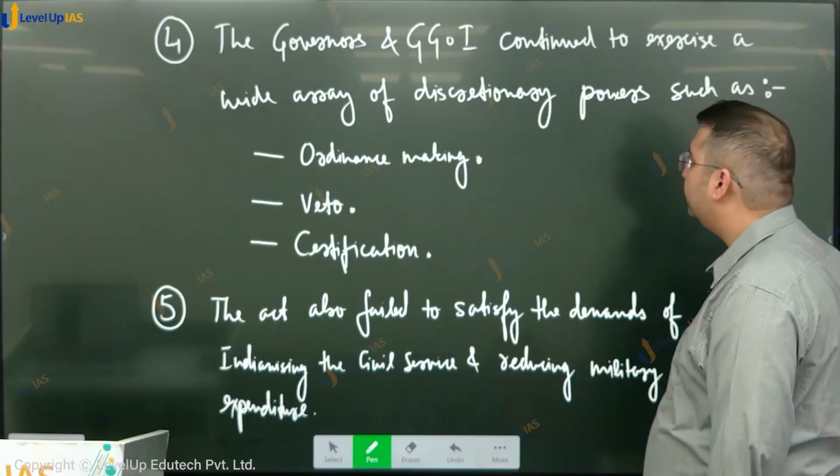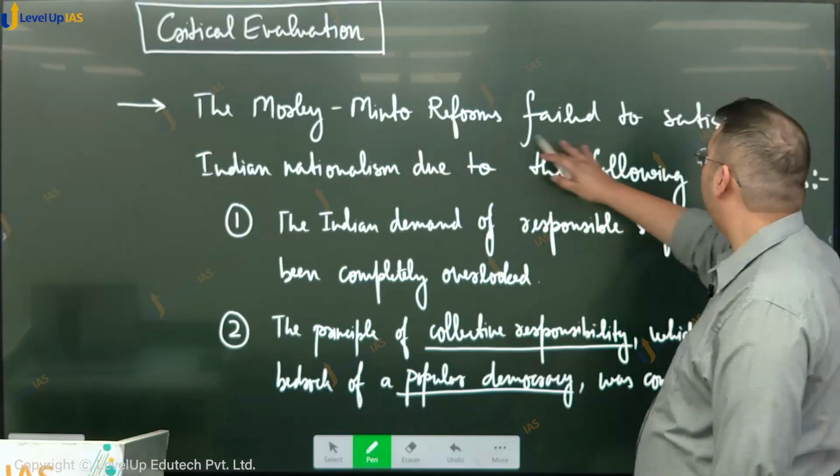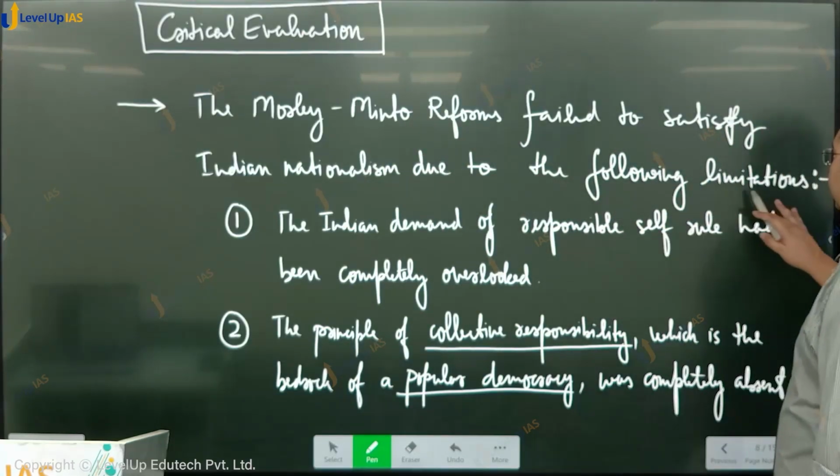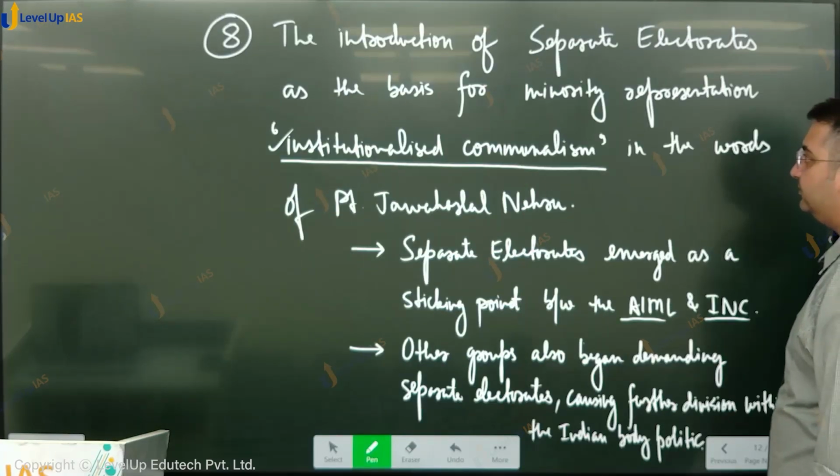आपने जैसे हाँ ये लिखा ना, The Morley-Minto Reforms failed to satisfy the nationalism due to the following limitations. वैसे ही नेक्स्ट मेन पॉइंट लिखो.